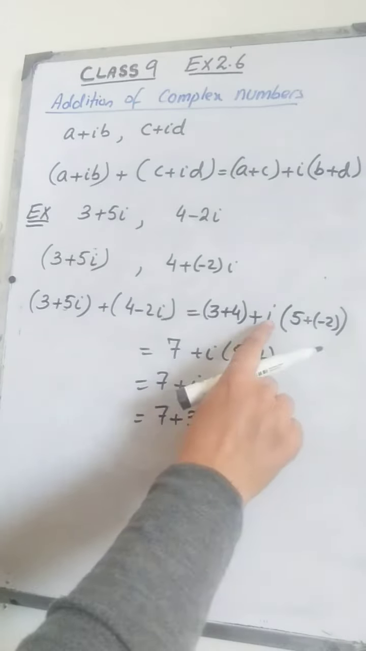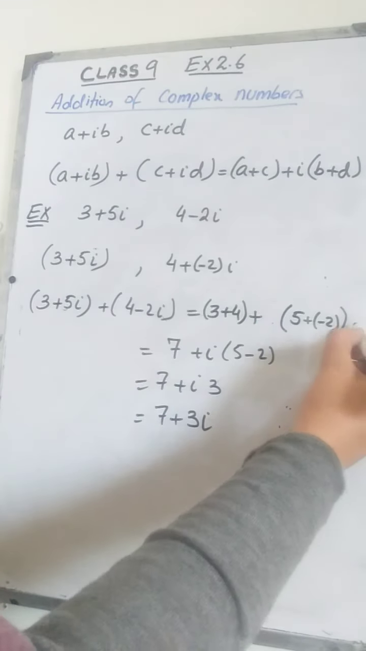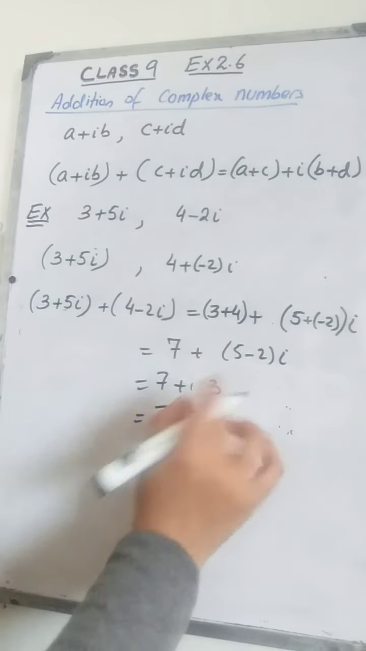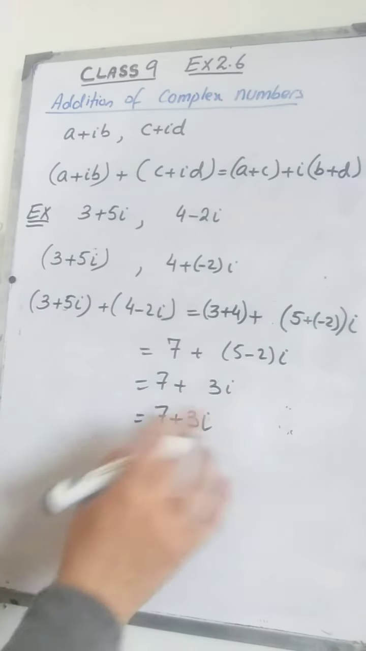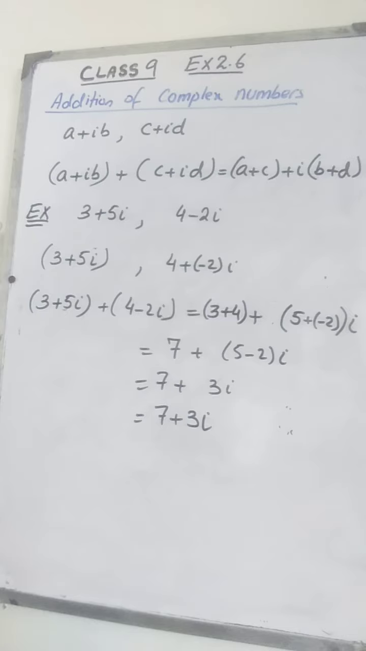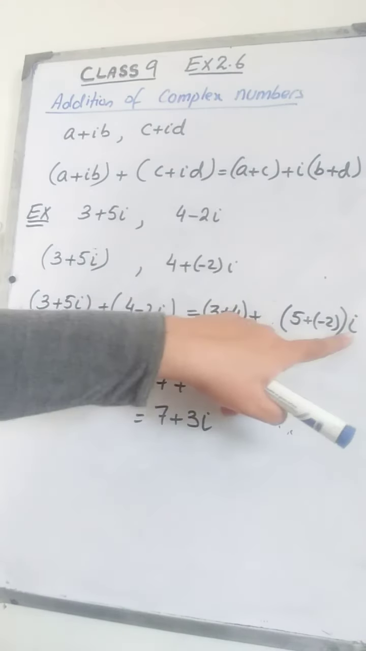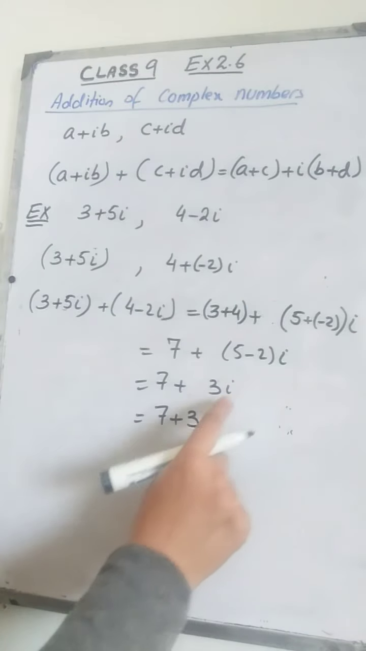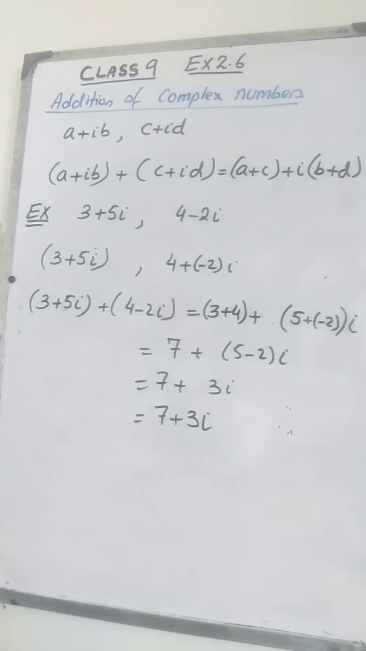Or you can write the iota from the beginning on the left, which may be more convenient. So you can write iota over here also, but traditionally we write it on the right hand side. That's why I have written it on the right side of 3. So this is how you add two complex numbers. Now the next operation is how you subtract two complex numbers.